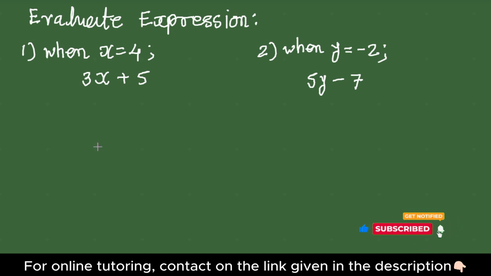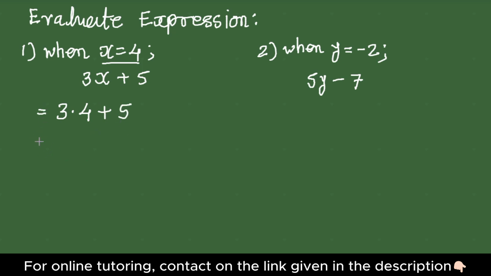In this video we are going to learn how to evaluate the expression for a specific value of a variable. So in the first question we are going to evaluate the expression 3x plus 5 for x is equal to 4. So what we will do is we will substitute the value x is equal to 4 into this expression. So 3 times 4. There is no sign between 3 and x, so we will consider multiplication. So 3 times 4 plus 5 as it is.